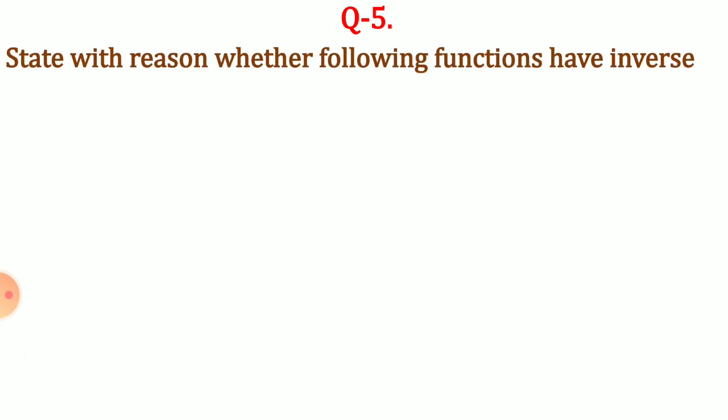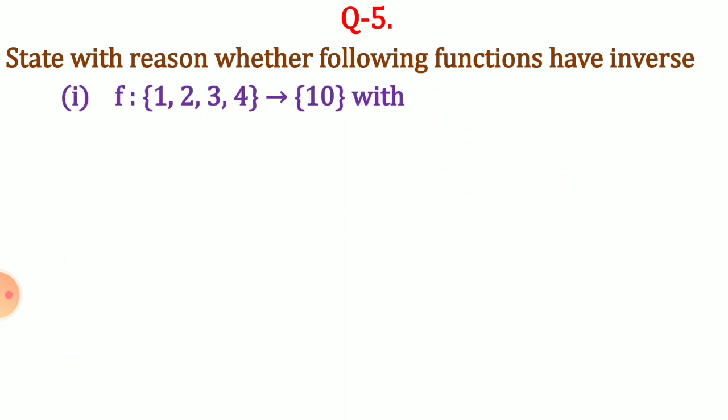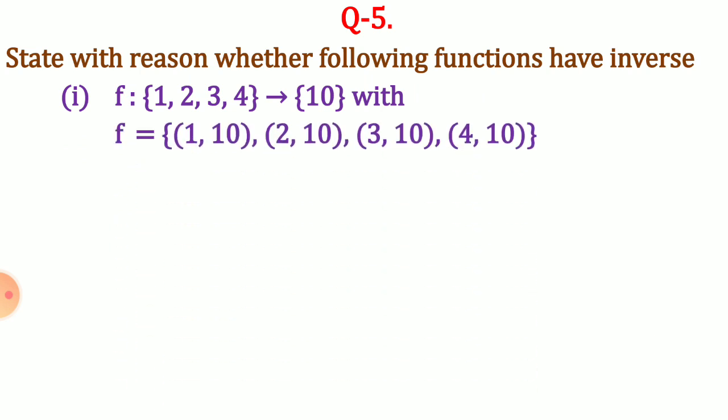State with the reason whether the following functions have an inverse. First, f from the set {1, 2, 3, 4} to the set {10}. f is equal to the ordered pairs (1,10), (2,10), (3,10) and (4,10).